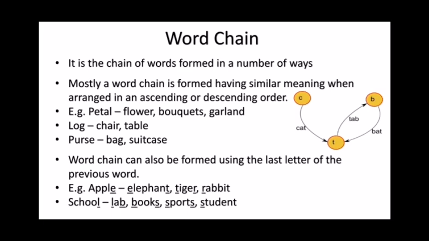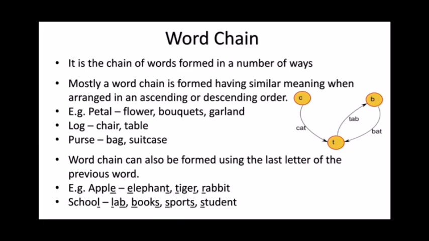Next is purse. So for purse we have bag and suitcase. So purse is small in size. And then we have bag, which is a little bit bigger than the purse. And then we have the huge suitcase. So this is one way of making word chain, of having similar meaning. It can either be from ascending to descending or from descending to ascending.